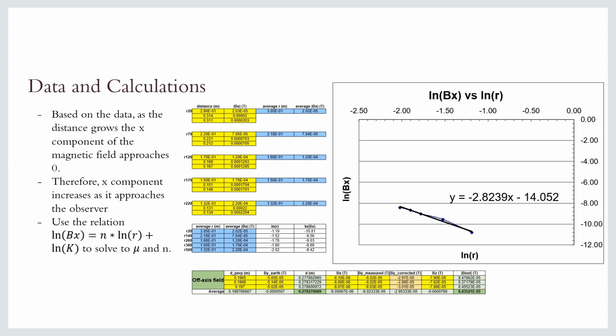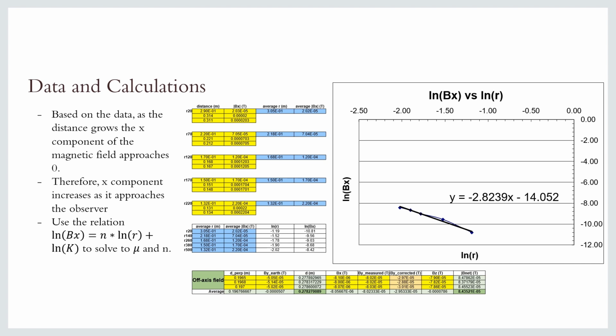So then for the data and calculations, we recorded everything using a magnetometer on a phone and recorded all the data you can see in the yellow, blue, and green boxes. And then we graphed the relation of this data on the right, where you can see our line of best fit of y equals negative 2.8239, which is our N value, times x minus 14.052.